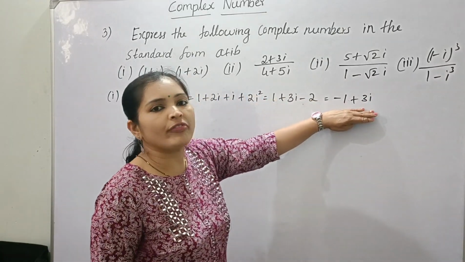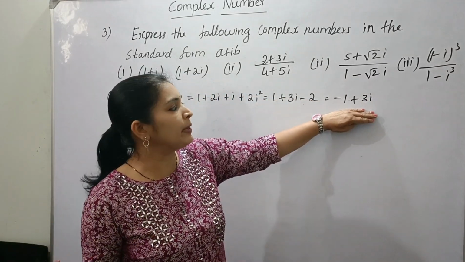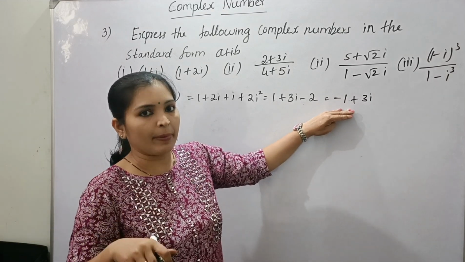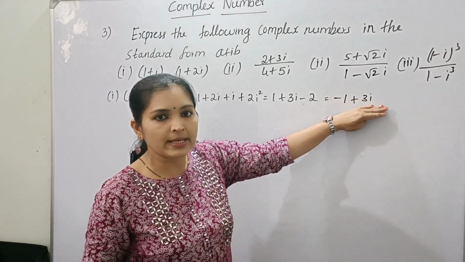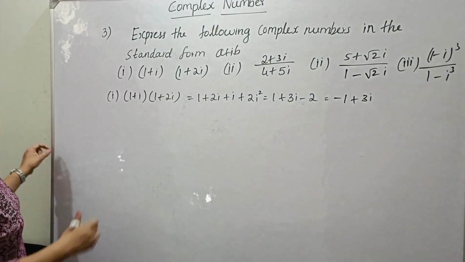See, now it is in the form of a plus ib, standard form a plus ib. a is equal to minus 1, that is, the real part is minus 1 and the imaginary part is 3. Next, second one.